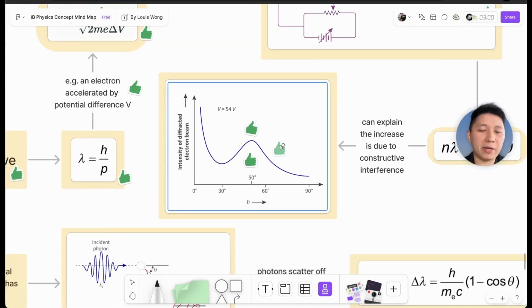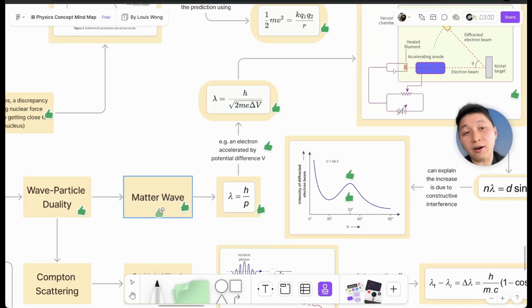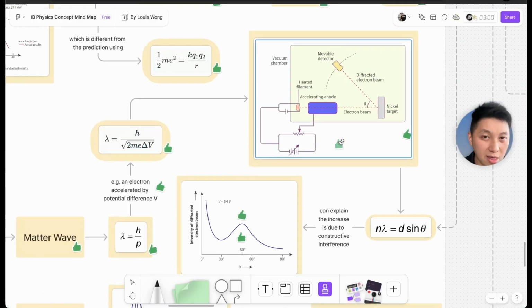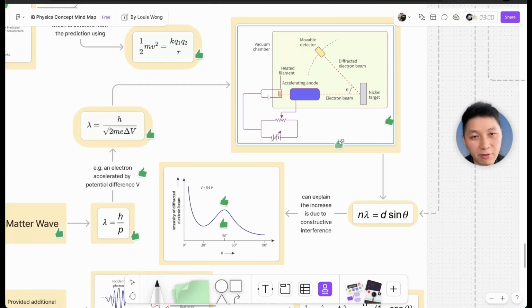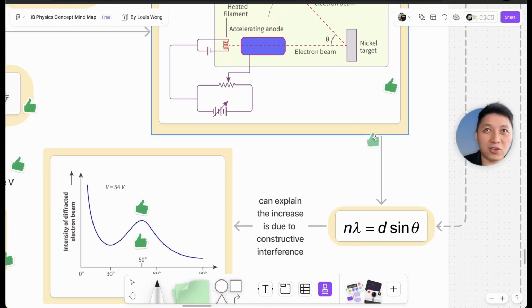So how can we explain that? Then it goes back to the idea of de Broglie's matter wave, because now the electron is really acting like a wave, while the nickel atoms are here, and you can see there are gaps between them. So this is like the slit. It's like a particle acting as the slit, and the electron coming in as a wave, just like what you learned in the previous chapter.